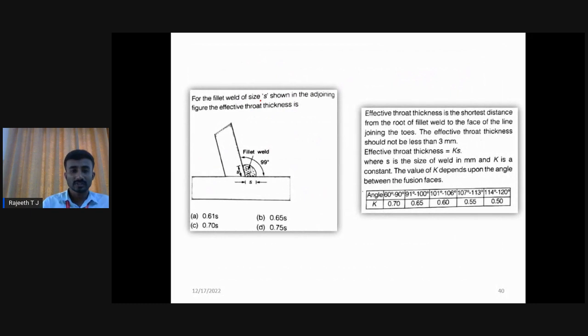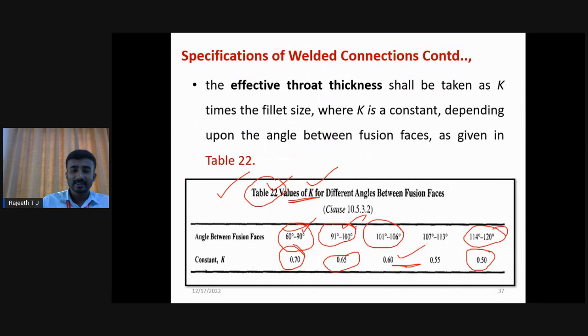If you go for one more question based on effective throat thickness, this was one of the previous year question paper questions. For a fillet weld of size S shown in the adjoining figure, the effective throat thickness is? Here you please check the angle of the fusion faces. This is one plate, this is one more plate, the angle of the fusion faces is 99 degrees. Therefore, your answer is 0.65. That is, B is the correct answer. If you go to this table, for 99 degrees, what is the answer? 0.65 is the correct answer.